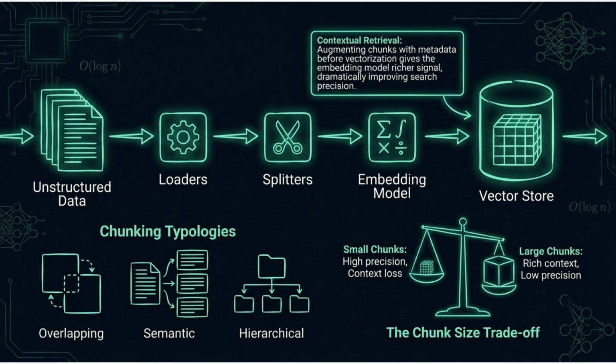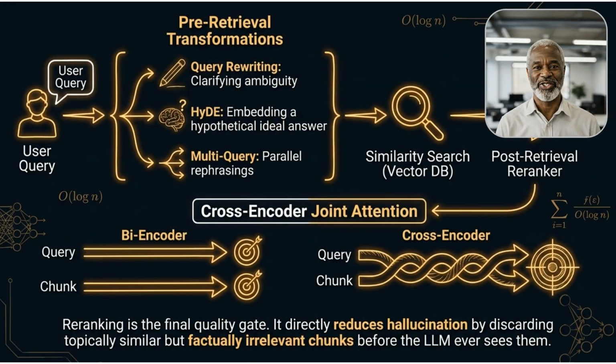Contextual retrieval, by augmenting chunks with metadata, improves search precision. Pre-retrieval transformations like query rewriting, HyDE, and multi-query help clarify ambiguity and rephrase queries. Post-retrieval re-ranking is the final quality gate, reducing hallucination by discarding irrelevant chunks before the LLM sees them.